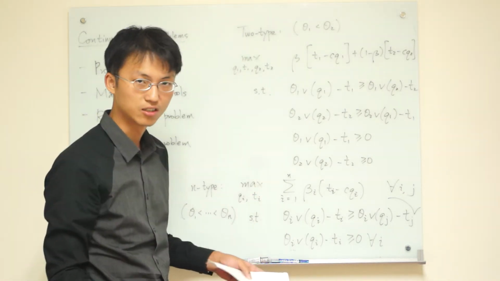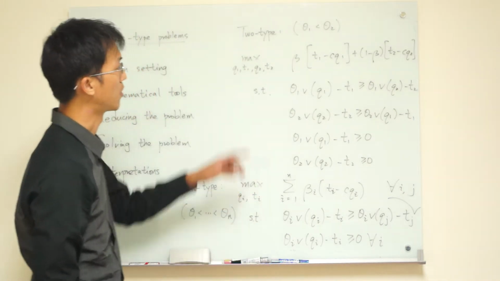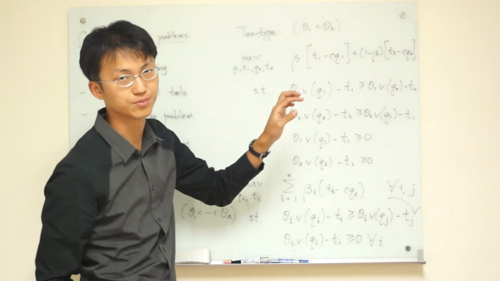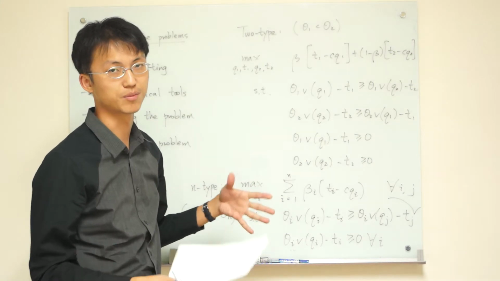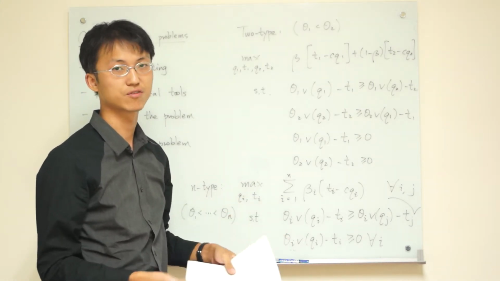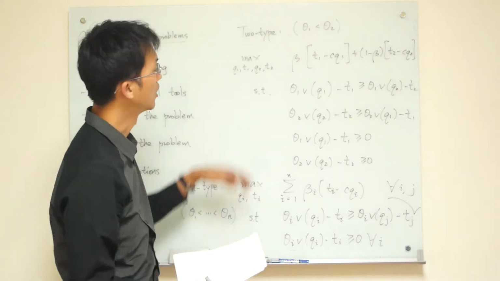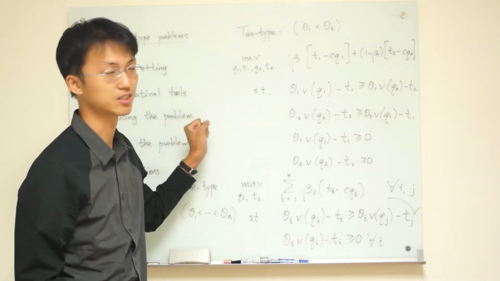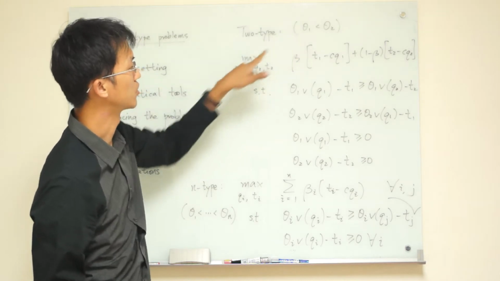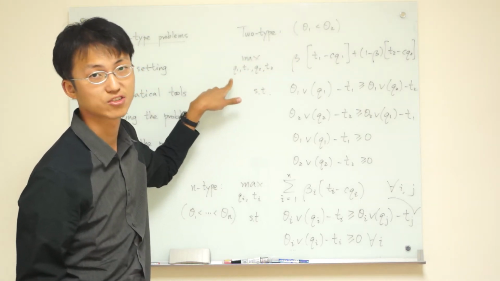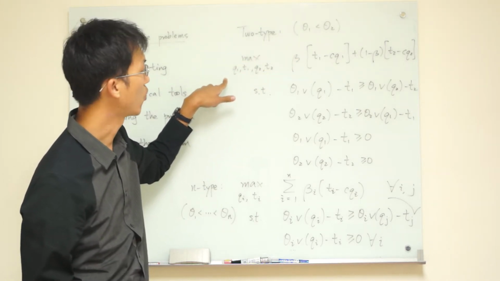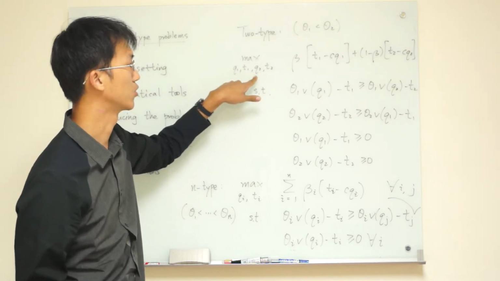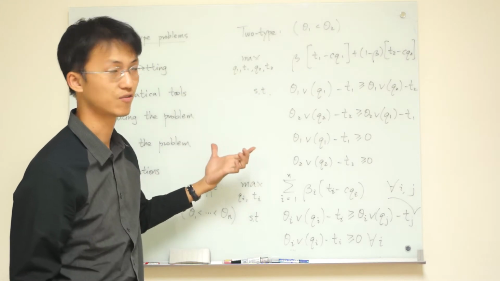So let's refresh our memory from our two-type models. Suppose we have two types, theta 1 is less than theta 2. Here I'm talking about the monopoly pricing problem. If you have different problems, certainly your setting will be different. But this is our monopoly pricing problem. You have two types, so you need to design two contracts for them to select: one QT pair and another QT pair. So you have Q1, T1, Q2, T2 as your decision variables.